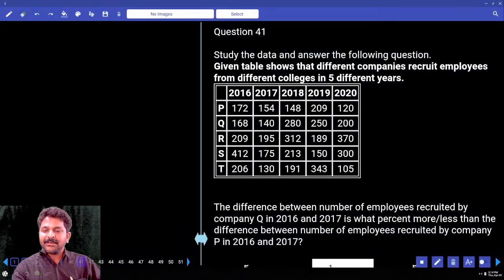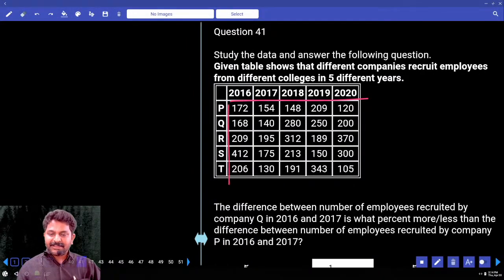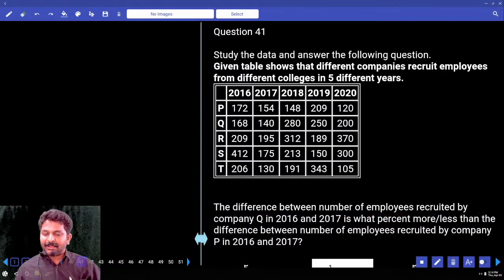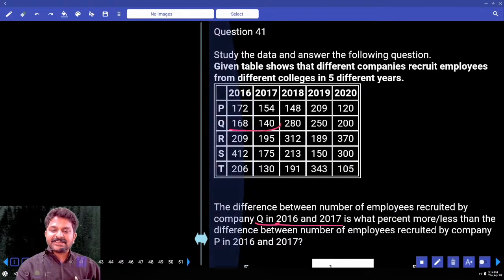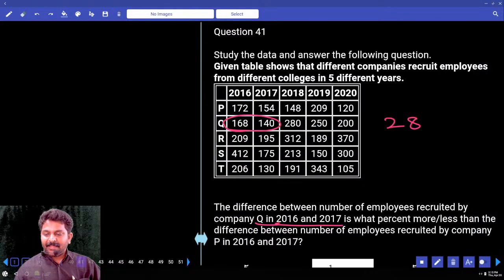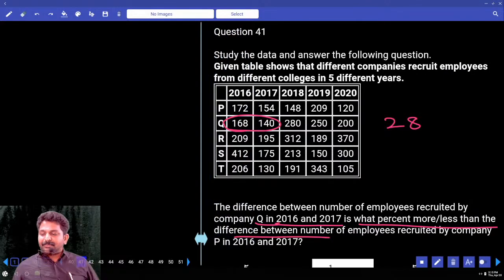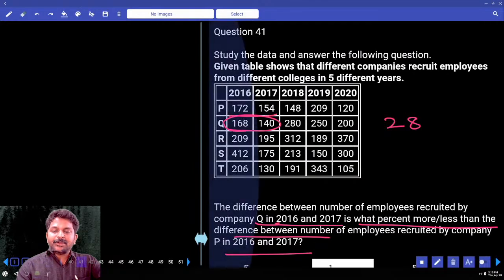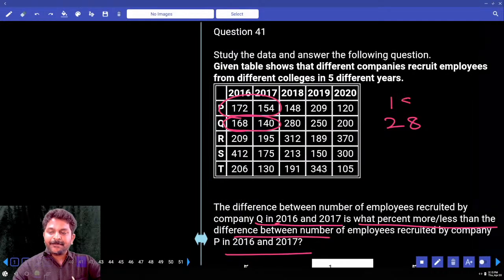We have a table with 5 years and data for 5 colleges. Find the difference between the number of employees recruited by company Q in 2016 and 17. How much is the difference? 28. Is that more or less than the difference between the number of employees recruited by P in 2016-17? How much is that?